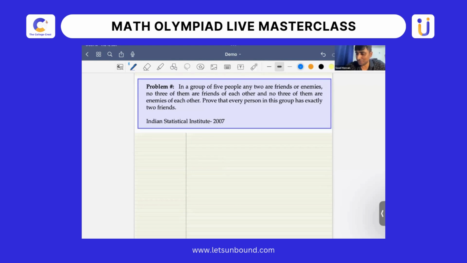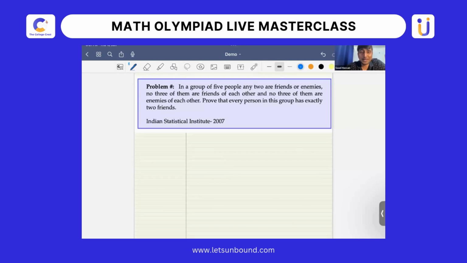Here's a question which says that there is a group of 5 people, and any 2 people are either enemies or friends. They say that no 3 of them are friends of each other, and no 3 of them are enemies of each other. Prove that every person in this group has exactly 2 friends.